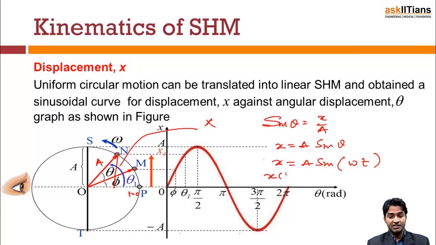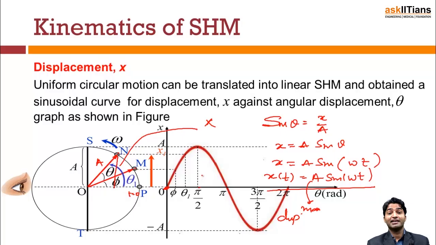So x is the displacement at any time t, and that is equal to A sine omega t, where omega is the angular frequency, t is the time, x is the displacement at any time t, and A is the maximum displacement. We call it the maximum displacement. It is a sinusoidal curve, so we would like to draw it on a graph where at t equal to 0, we get amplitude or displacement equal to 0. As time increases, displacement changes from 0 to maximum.